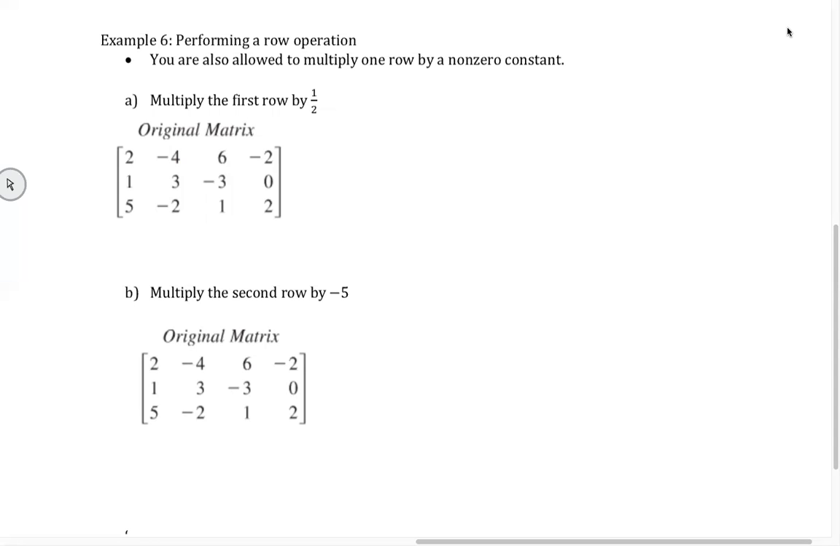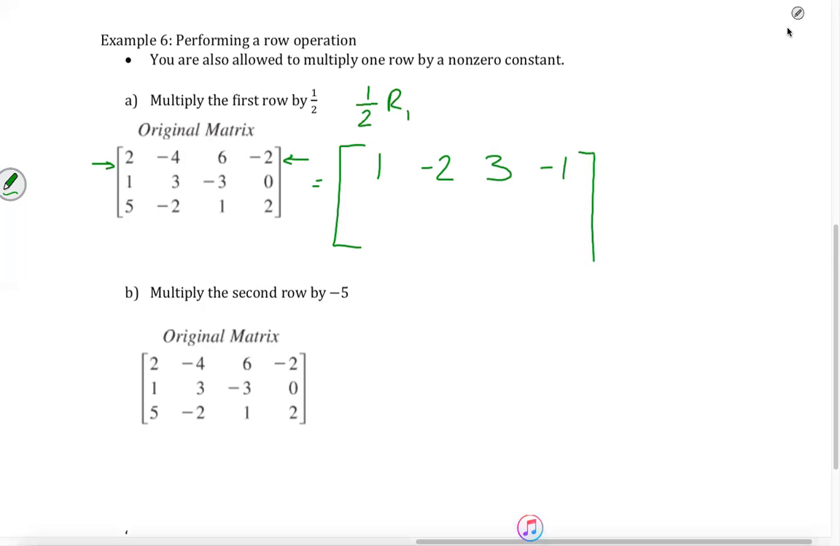So this says in A, it simply says multiply the first row by 1/2. So this is typically denoted as 1/2 R1, meaning half of row 1. So I'm going to multiply this row by 1/2. So half of 2 is 1, half of -4 is -2, half of 6 is 3, and half of -2 is -1. And then I keep the rest of the matrix as it was.